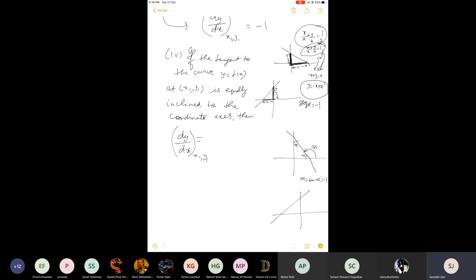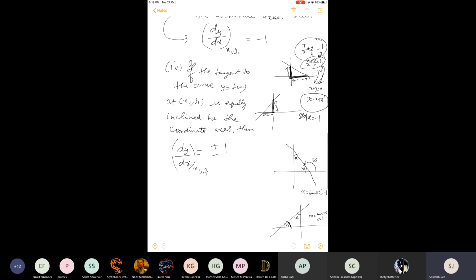But the line can be drawn like this also. This can be 45. Again equally inclined, but here this angle will actually be acting as the inclination also. So in such case m will be tan 45 degrees, that is 1. So ultimately, if the tangent to the curve y equals f(x) at (x1, y1) is equally inclined to the coordinate axis, then dy by dx is plus minus 1. Both are possible. So remember these 4 points.